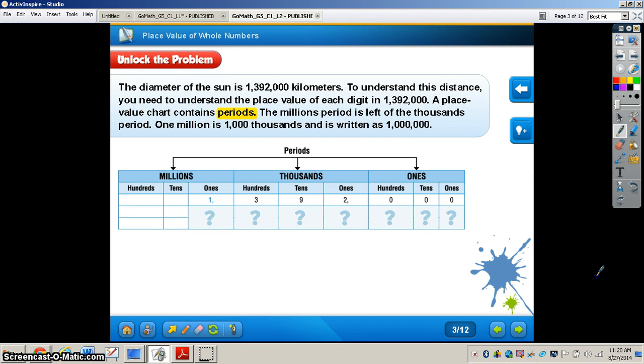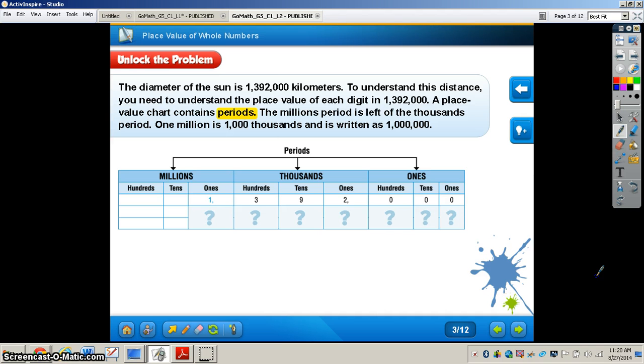Now let's take a look at page 9 in your Go Math book. You'll need to turn there. And let's unlock this problem. Now it says the diameter of the sun is 1,392,000 kilometers. To understand this distance, you need to understand the place value of each digit in 1,392,000. Now a couple things that we need to understand.